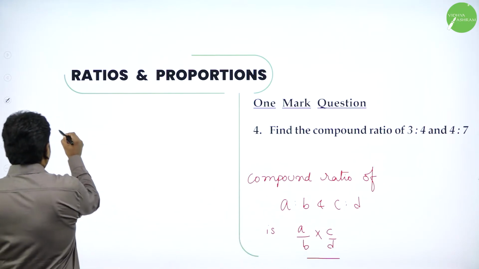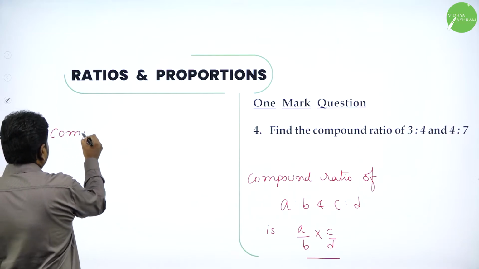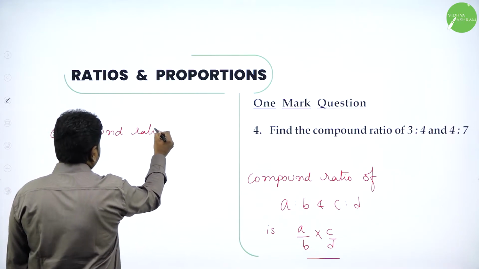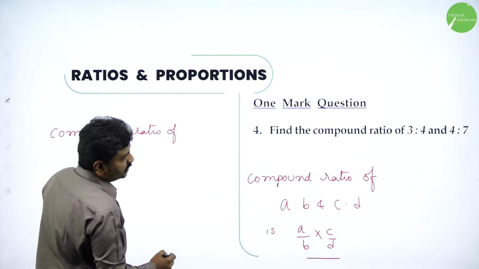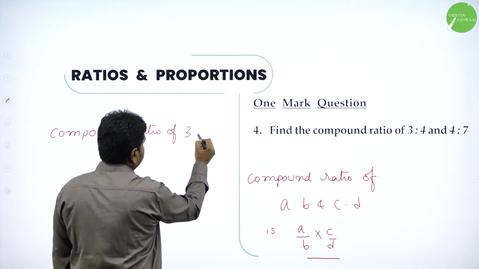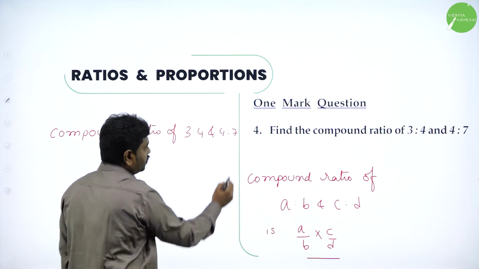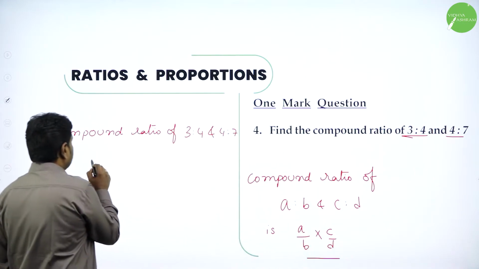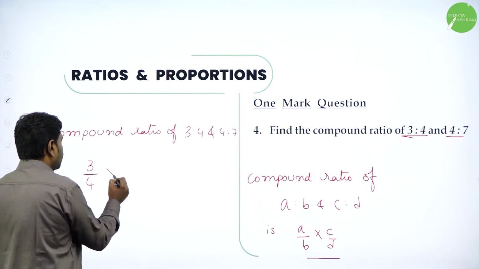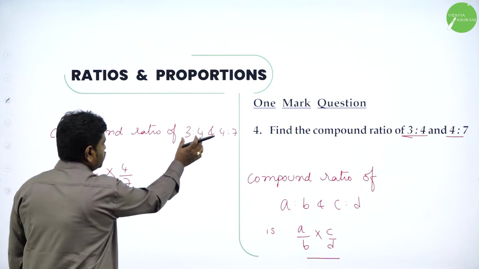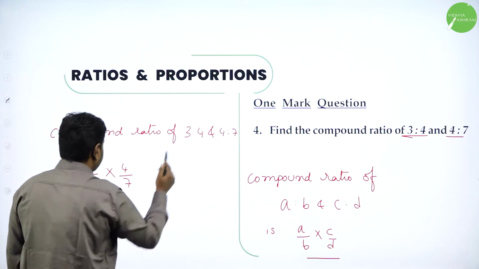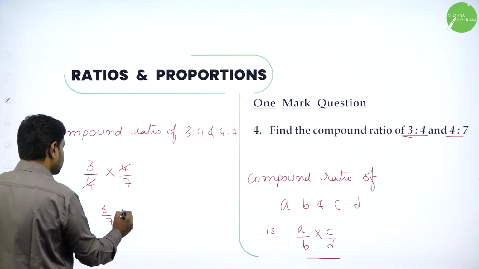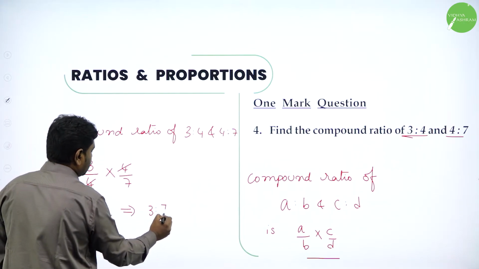Simple technique. Now, they want you to find compound ratio of 3:4 and 4:7. This is the question. So that is 3 by 4 into 4 by 7. Take first ratio, 3 by 4, into, take second ratio, 4 by 7. So now 4 cancels. What is left out? 3 by 7 is left out. 3 by 7 can be written as 3:7. This is a compound ratio.